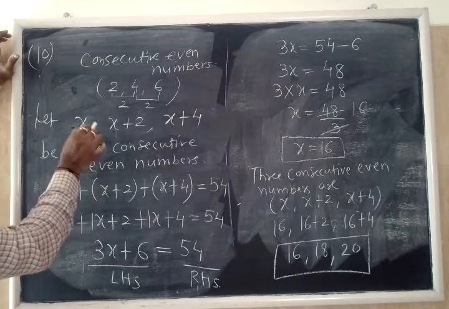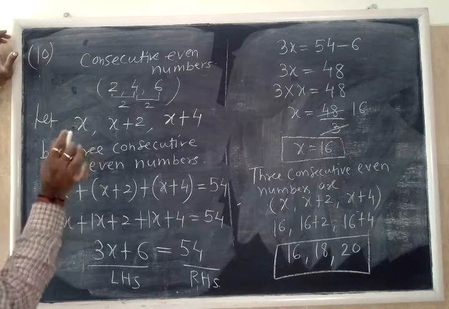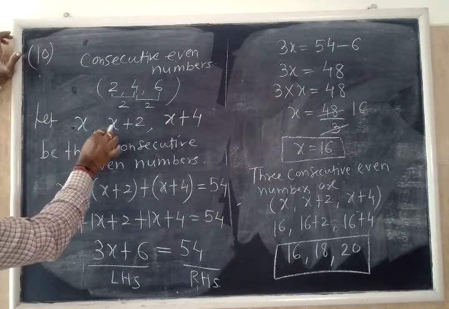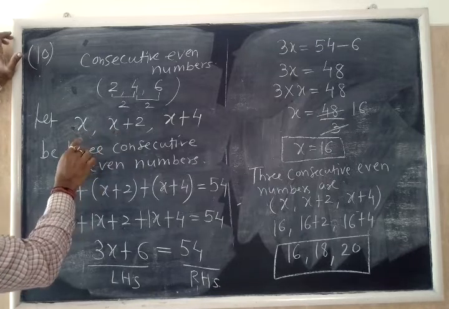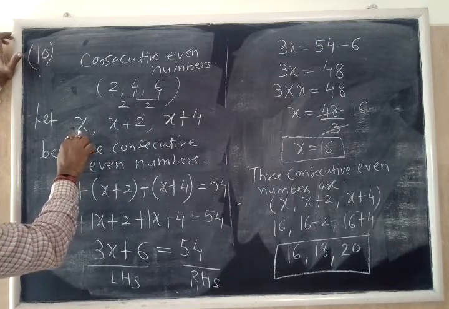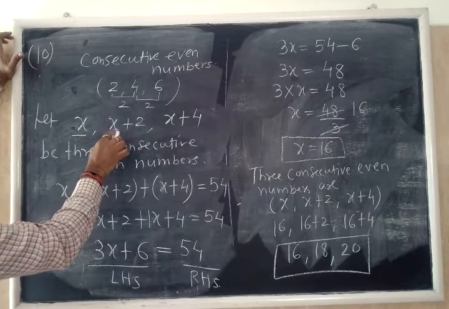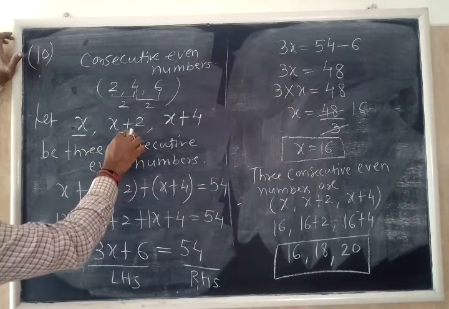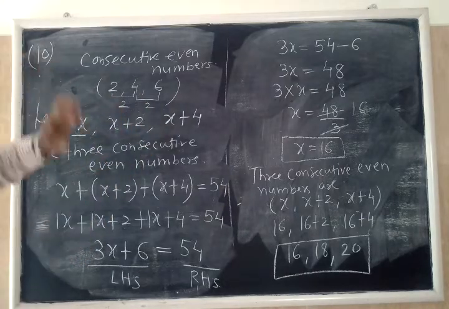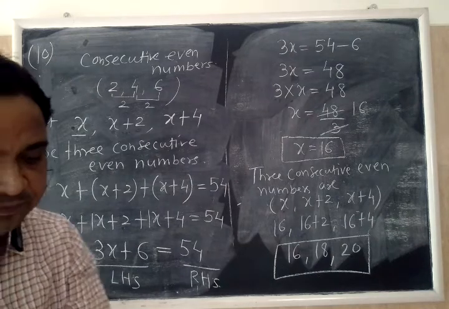So three consecutive even numbers are x. The difference between two consecutive even numbers is 2. So if the first number is x, the second number will be x plus 2. The third number will be x plus 2 plus 2, that is x plus 4. Yes, now it is clear.